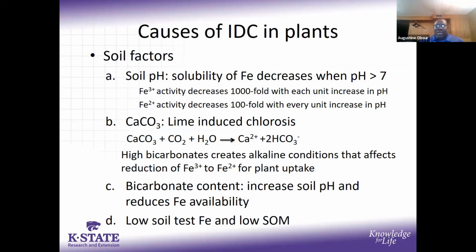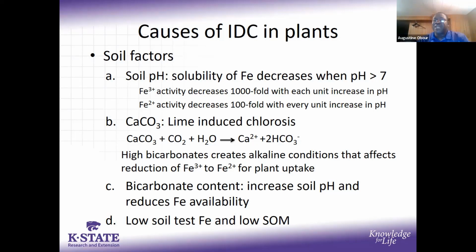So I would like to talk a little bit about causes of iron deficiency chlorosis in plants. There are soil factors, there are nutrient factors, and there are also environmental factors. The first soil factor is soil pH. We have talked about this previously. The solubility of iron decreases significantly when pH increases. At pH above 7, solubility of iron decreases.